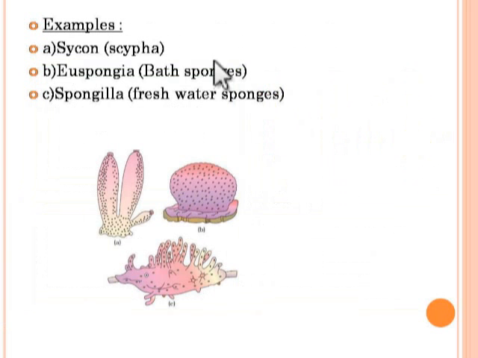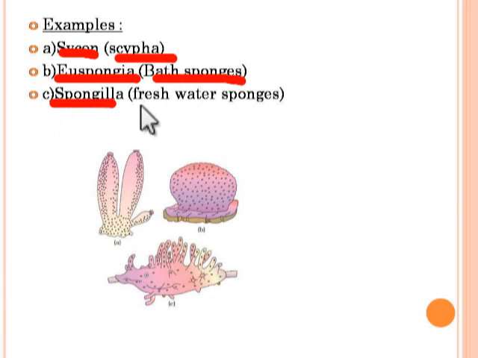Next thing, you just know about the examples. Sycon, this is from Scypha. Euspongia officinalis, bath sponges. Spongilla is termed to be freshwater sponges. So Sycon, Euspongia, bath sponges, and Spongilla, freshwater sponges. These three things you have to keep in your mind as members of Porifera: Sycon, Euspongia and Spongilla.